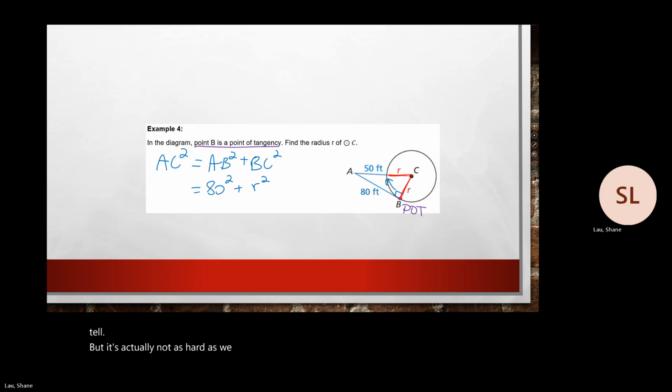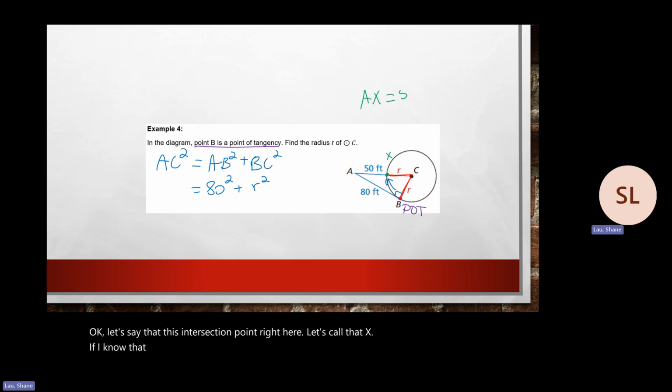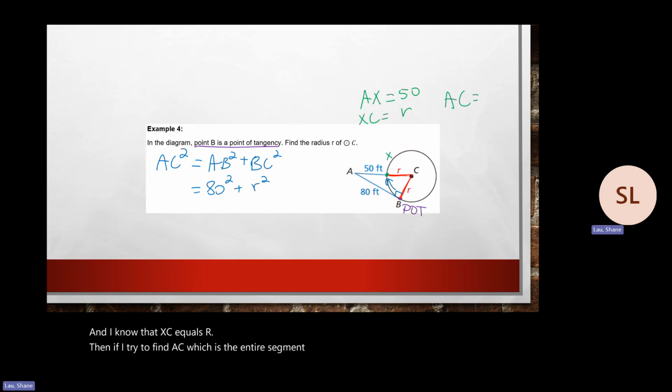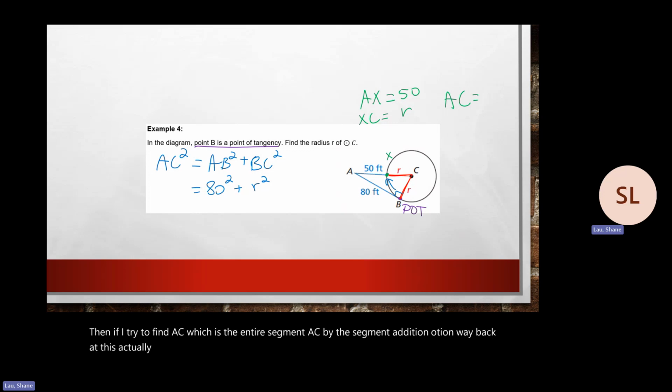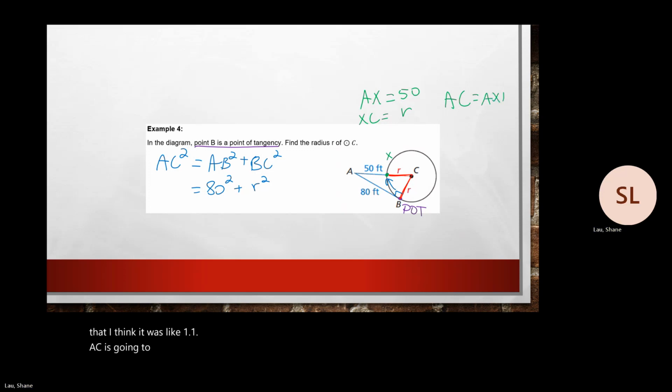Okay. Hear me out. Let's say that this intersection point right here, let's call that X. Well, if I know that AX equals 50, and I know that XC equals R, then if I try to find AC, which is the entire segment, by the segment addition postulate way back, I think it was the very first key point and theorem that we actually learned, I think it was like 1.1, AC is going to equal AX plus XC. Well, then AC must equal 50 plus R.